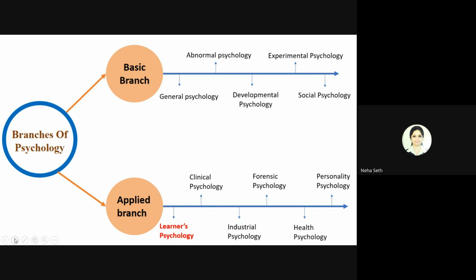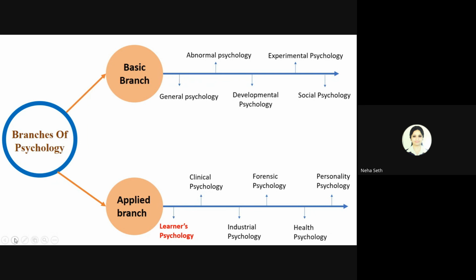School going students with a thought process to higher education institutions. Why is it so? The answer to these questions comes when we try to study psychology and apply it to our students as faculty members. There are different branches of psychology, majorly categorized into two parts: one is the basic branch, another is the applied branch. The basic branch includes experimental psychology, social psychology, developmental psychology, abnormal psychology, and general psychology.